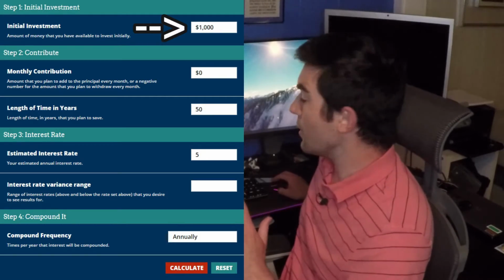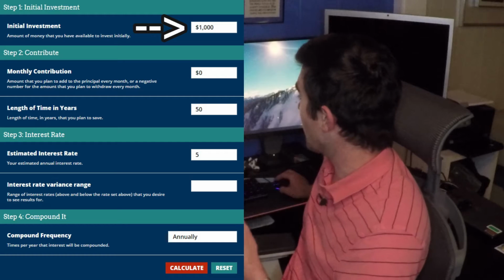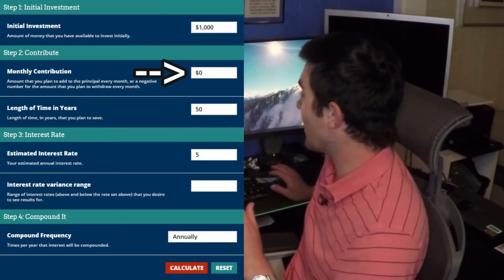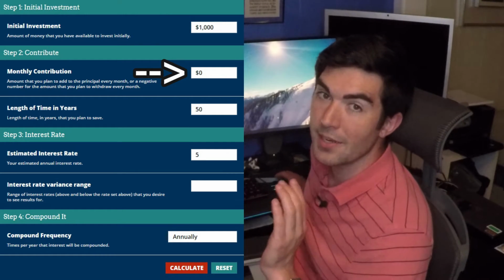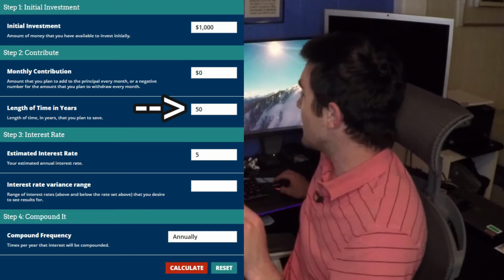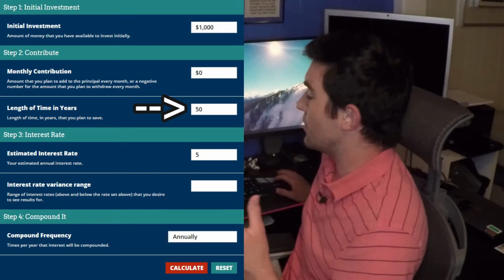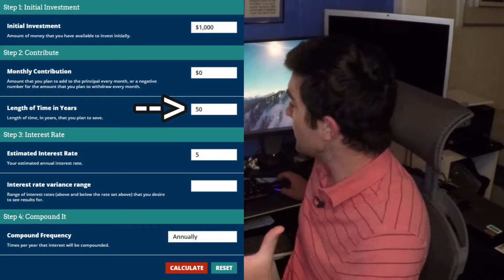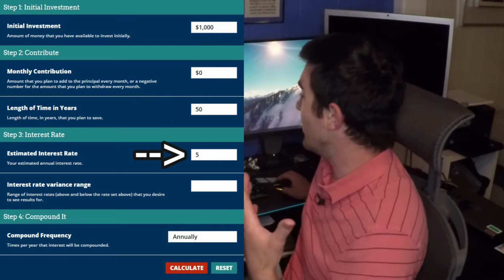So going here, let's say our initial investment is $1,000. Our monthly contribution is going to be $0. We're not going to give anything else. It's only that initial money that we put into the bank account. Length of time in years, we're going to put in 50 years just to say that this is a long-term savings. And our estimated interest rate, we're going to put in 5%.